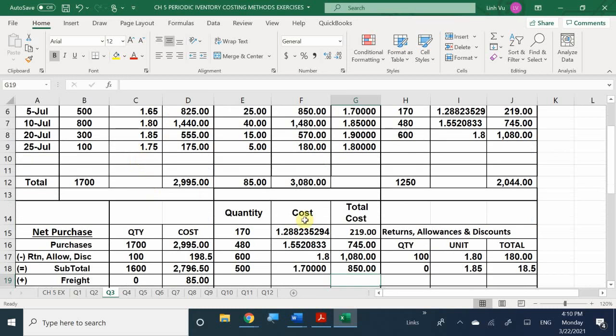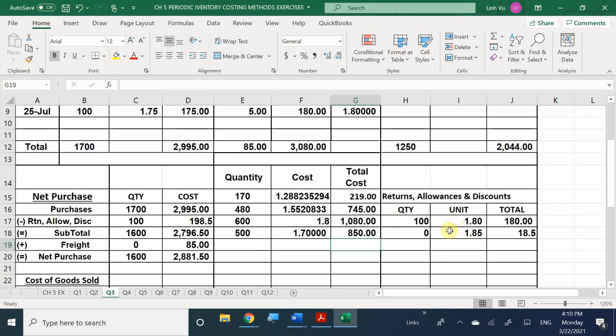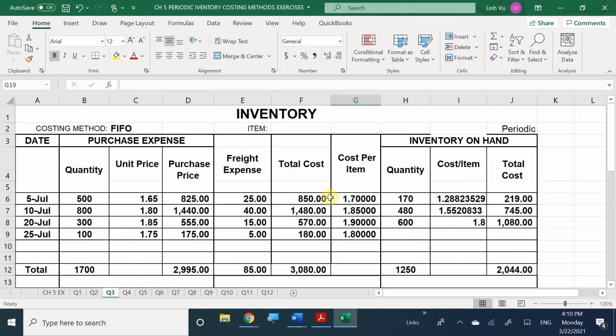So that's exactly why it is so important that you do fill out the unit cost per item. Because in this case, I returned 100 items at $1.80. My first batch was $1.65. No way does that belong to that one. It's got to belong to the $1.80. So that's also one way that you can look at it.